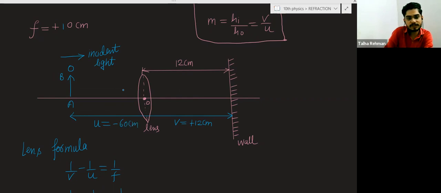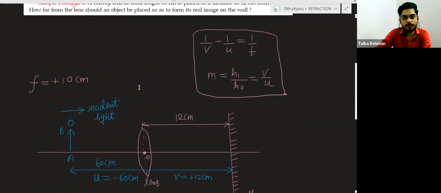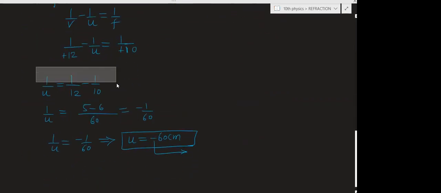What is the meaning of this? This distance is 60 centimeter. So your answer is now clear. Now Sir, can you show that from cross multiplying? Yeah, of course. Okay, sir.